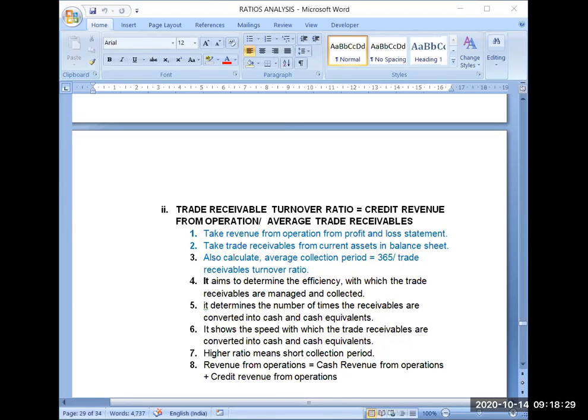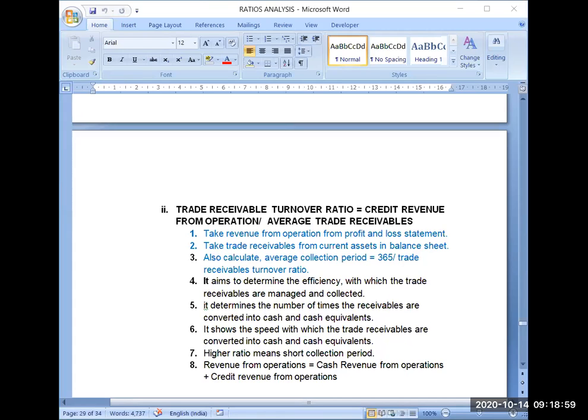Then trade receivable you will find in current assets. For the current year you will have opening and closing balances, but for the previous year you will not have the opening balance. That's why it is better to consider trade receivables only, for the purpose of your project file. So there you will consider the trade receivable of the current year only. You will not take average trade receivable there. So take trade receivables from current assets in the balance sheet.